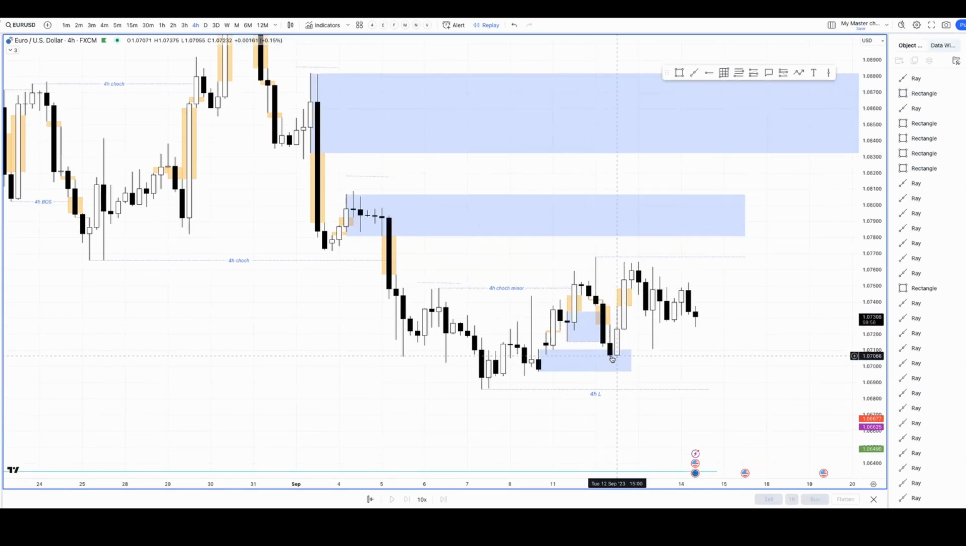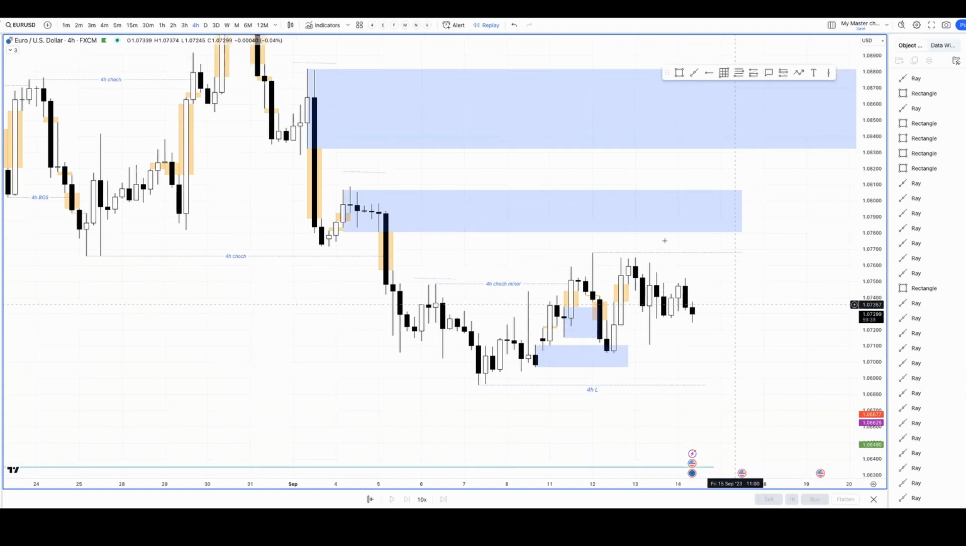We can expect some sort of strength out of this area, ideally to break this high. Price doesn't have to do anything, but ideally break this high, and then we get into these areas of supply that are still valid to then short back down. So that's a 4 hour. Let me mark that up.